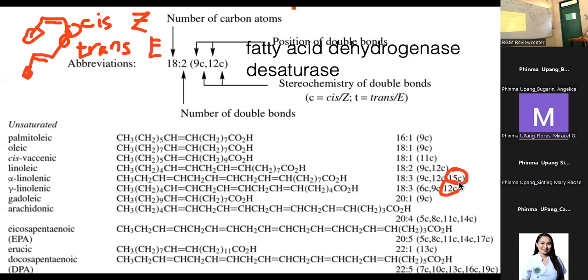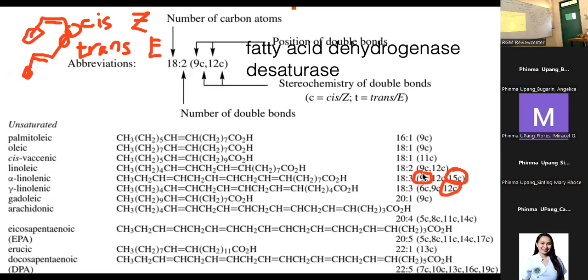And tapos may isa pa akong clue sa inyo. No? If you suddenly forget, sino ba si alpha, sino si gamma? Ganito lang yun. Si alpha yung nauna, nakatulad ni oleic acid. Remember, oleic acid starts with carbon 9, yung double bond. The double bond of oleic acid starts at 9. So si alpha-linolenic acid, nag-start yung double bond niya sa 9. Yung hindi nag-start sa 9, yun si gamma.